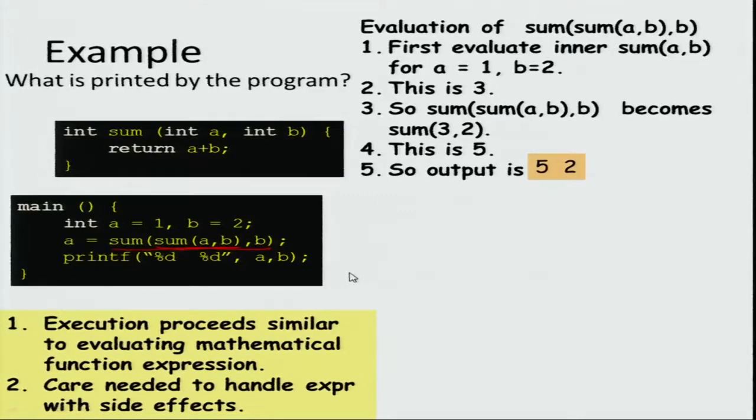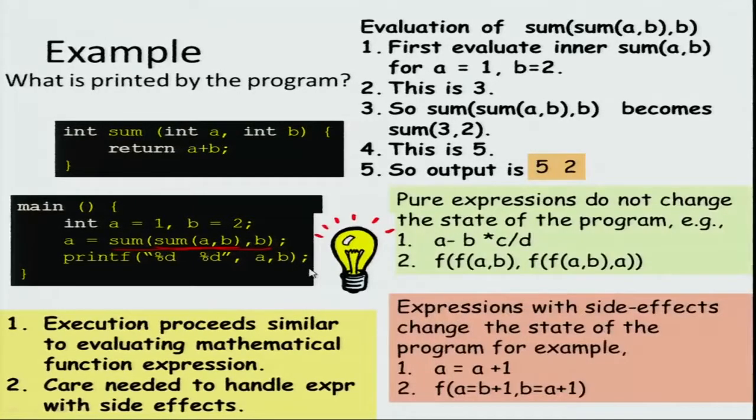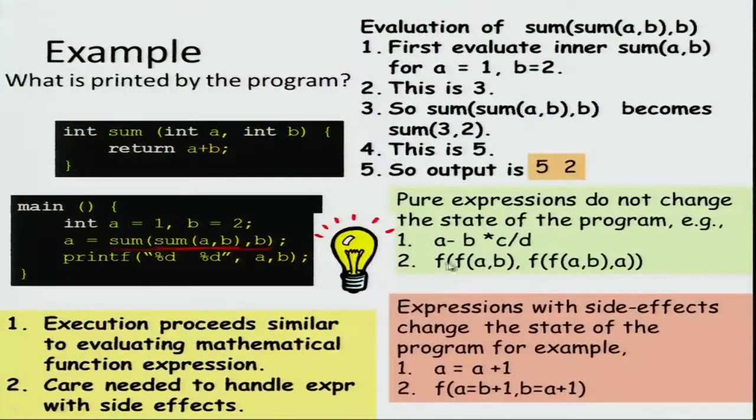One thing that we need to take care of is to handle expressions with side effects. Now, what are expressions with side effects? Let us classify expressions into two kinds. One is what are known as pure expressions. They are the normal mathematical expressions like a minus b star c slash d and so on. Similarly, evaluating functions normally does not have any effect other than returning you the value. So, they will be correctly evaluated and return some value, and other than that they have no effect.